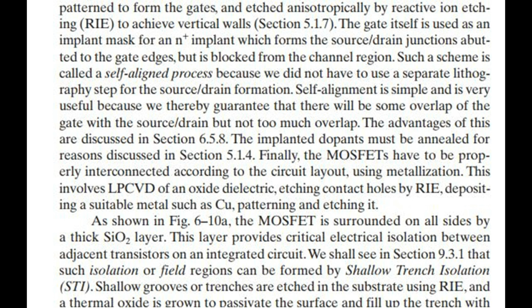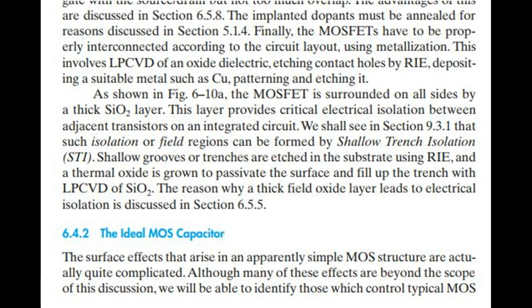We shall see in section 9.3.1 that such isolation or field regions can be formed by shallow trench isolation, STI. Shallow grooves or trenches are etched in the substrate, and a thermal oxide is grown to passivate the surface and fill up the trench with LPCVD of silicon dioxide. The reason why a thick field oxide layer leads to electrical isolation is discussed in section 6.5.5.